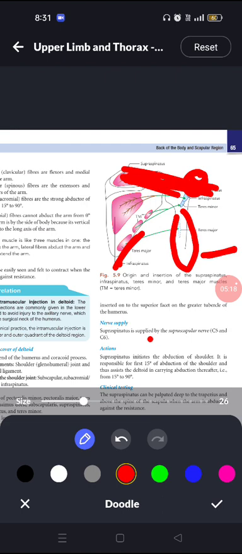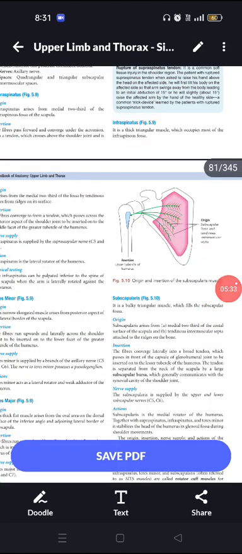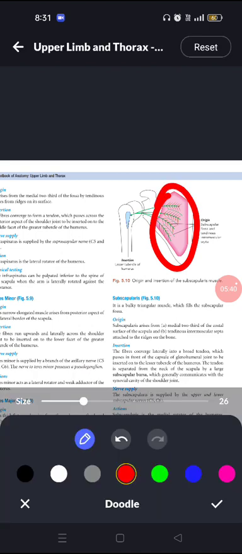So when we are talking about the medial rotations, they involve the pectoralis major, subscapularis, teres major, latissimus dorsi, and deltoid. So here we have to do the subscapularis muscle. Your subscapularis muscle originates from the medial two-thirds of the subscapular fossa, and it is inserted over the lesser tubercle of the humerus, right? So supraspinatus, infraspinatus, and teres minor are all inserted over the greater tubercle, but this is inserted over the lesser.